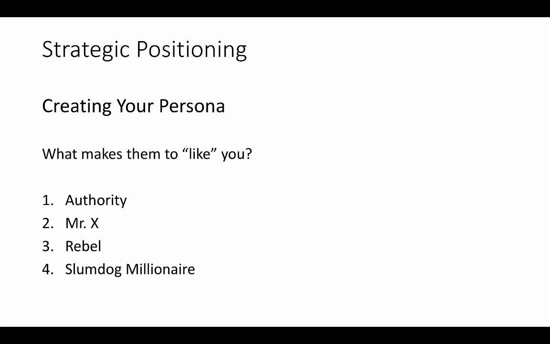So going back to the internet marketing world, a Slumdog Millionaire could be, say, a normal person who has been struggling. He could be a factory worker or whatever it is. And through sheer hard work and determination, he has achieved success. And now he is here to help others and guide them along. The tagline is that if I can do it, you can do it as well.